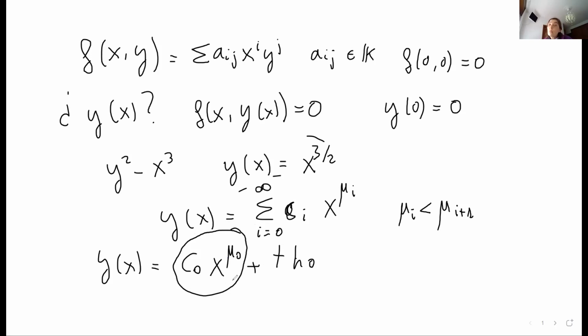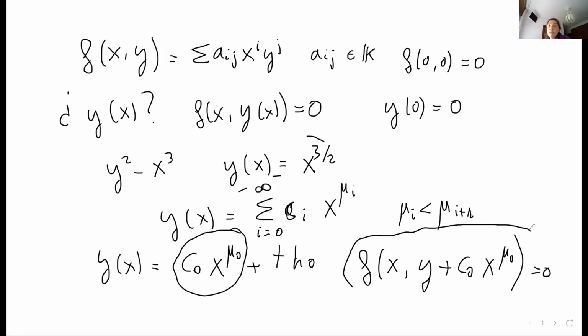Once we know the first term, it's very easy to find the second term, just by doing the change of variables: y equals y plus c_0 x^(mu_0). Then the first term of this equation is going to be the second term of a solution to this other equation. That's Newton's method.